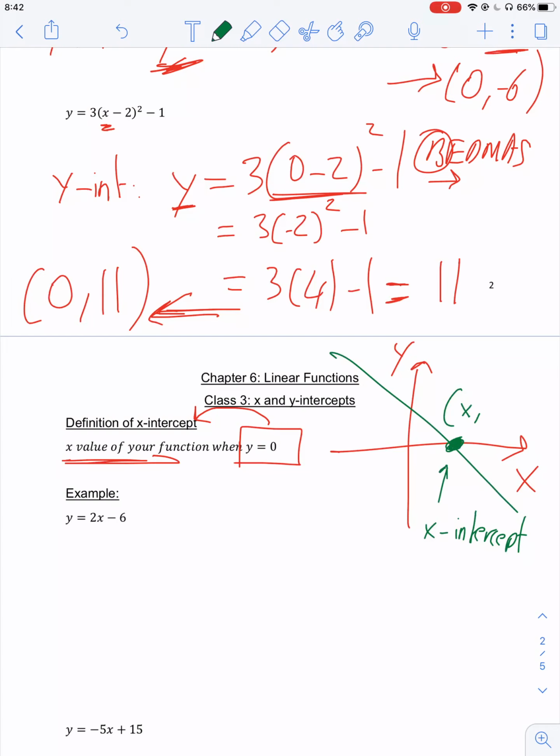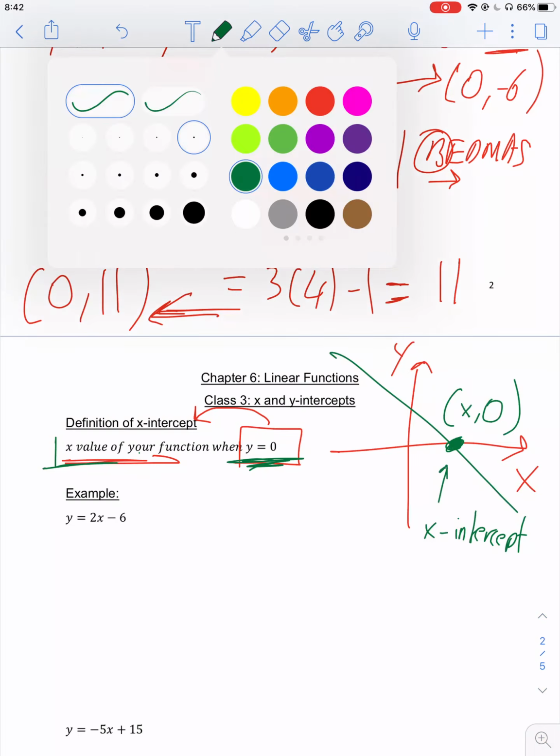And you can come to a conclusion that my y value is 0. So this is what this definition means. It's the x value of your function when y is equal to 0. Okay, so how do you find the x-intercept? Let's do that. Let me do this in green to distinguish the two.